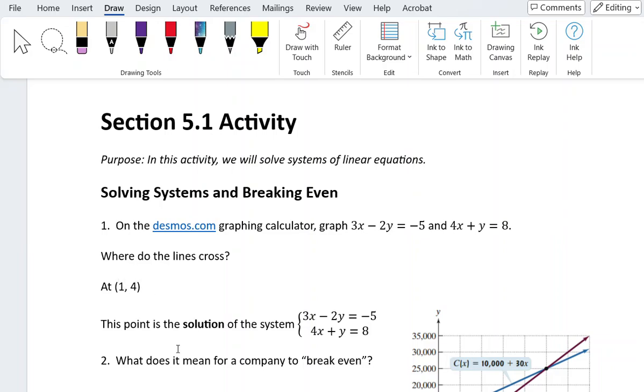This point is also called the solution of the system that contains the two lines. So when you see the words find the solution or solve the system, that means that we are finding the point where the two lines cross.